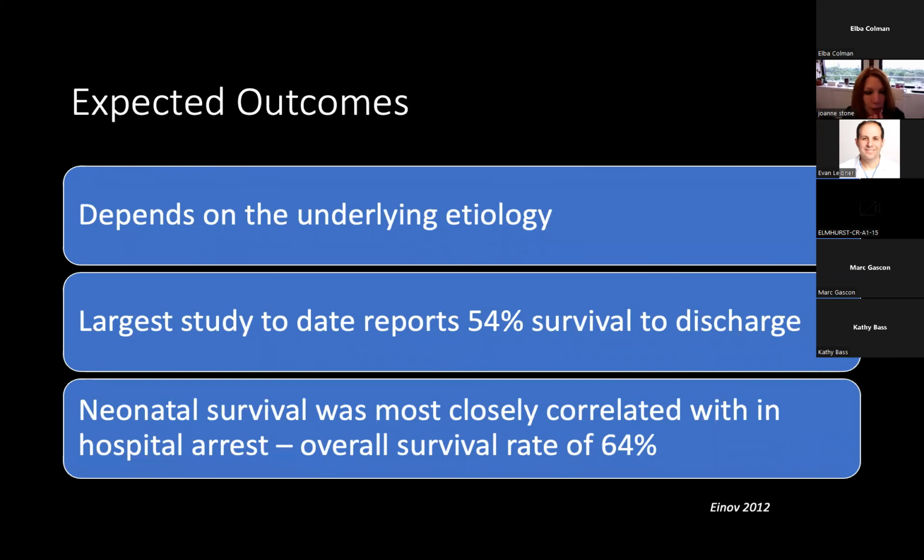In terms of expected outcomes, it really depends on the underlying etiology. The largest study to date reports about a 54% survival to discharge. Neonatal survival was most correlated with in-hospital arrest. Overall survival rate was about 64%. Again, how the infants do also depends on the underlying etiology, as well as, of course, the gestational age. And when the resuscitation is done quickly and appropriately, outcomes are certainly better than what we think.